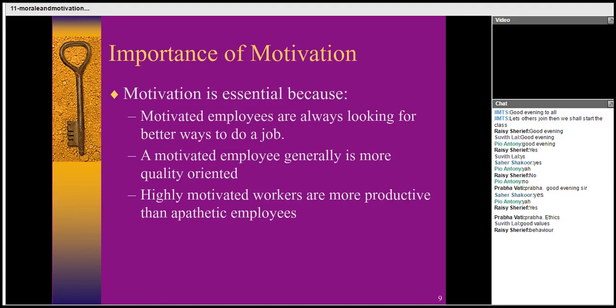Clear to all? Any doubts? Any questions? Anybody? What about others?